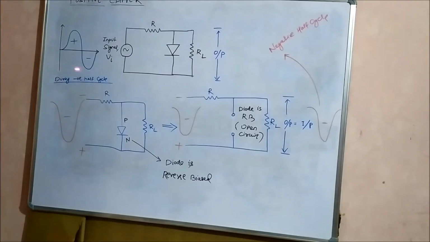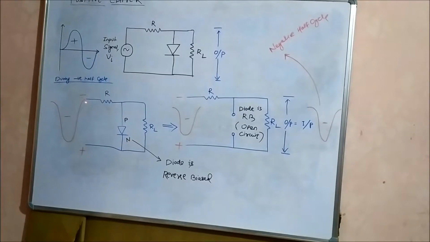Now let us discuss the behavior of the positive clipper circuit during the negative half cycle. So as you can see, this is the negative half cycle. During the negative half cycle, this upper terminal becomes negative, while the bottom terminal becomes positive. So here we have the PN junction diode with its P end connected to negative and the N end connected to positive. We know that when a PN junction diode is connected in this fashion, it will be reverse biased. So the diode will be reverse biased during the negative half cycle.